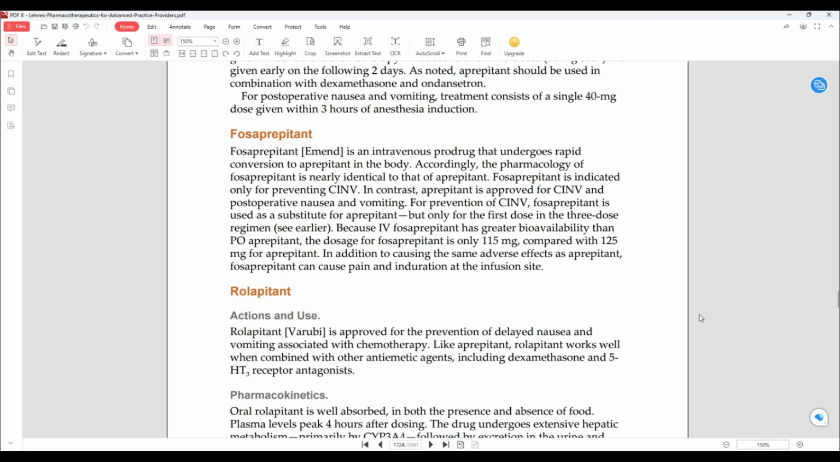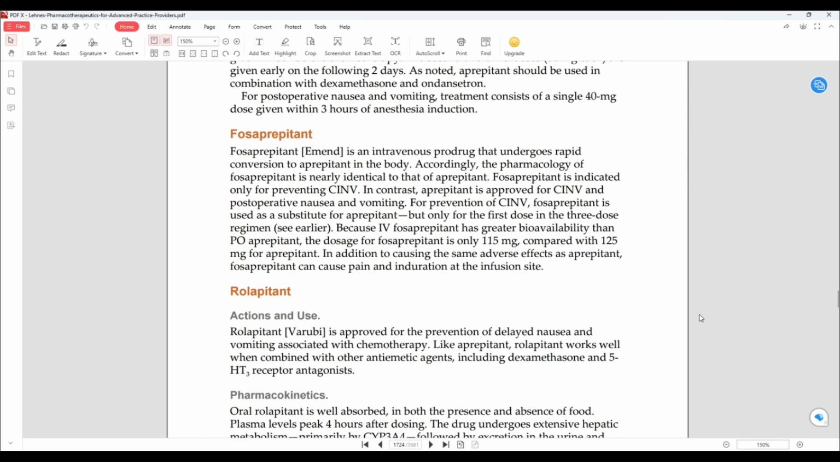Which brings us now to the second drug, fosaprepitant. Fosaprepitant is an intravenous prodrug that undergoes rapid conversion to aprepitant in the body. Accordingly, the pharmacology of fosaprepitant is nearly identical to that of aprepitant. Fosaprepitant is indicated only for the prevention of CINV. In contrast, aprepitant is approved for CINV and postoperative nausea and vomiting.